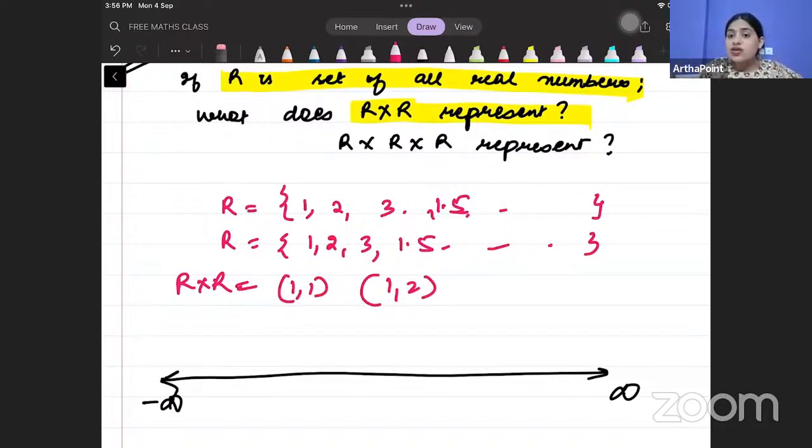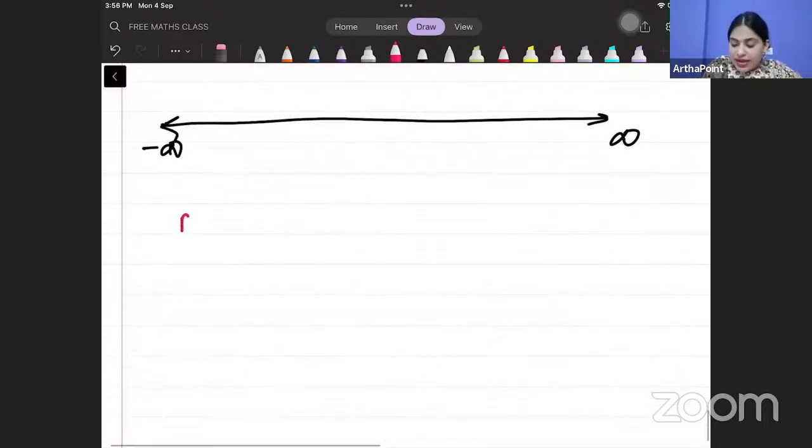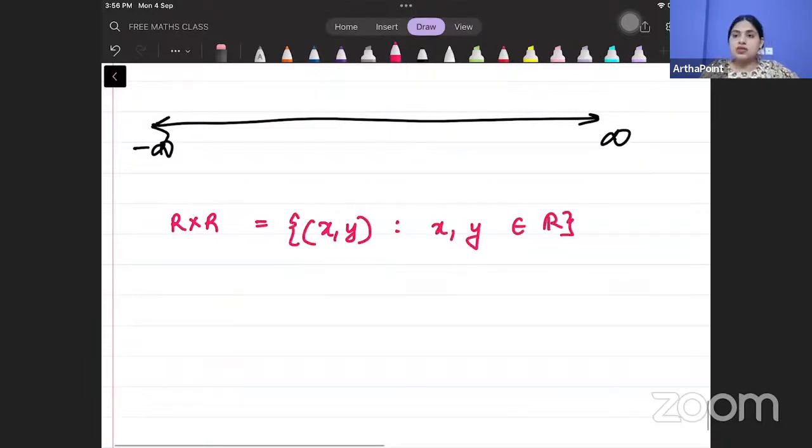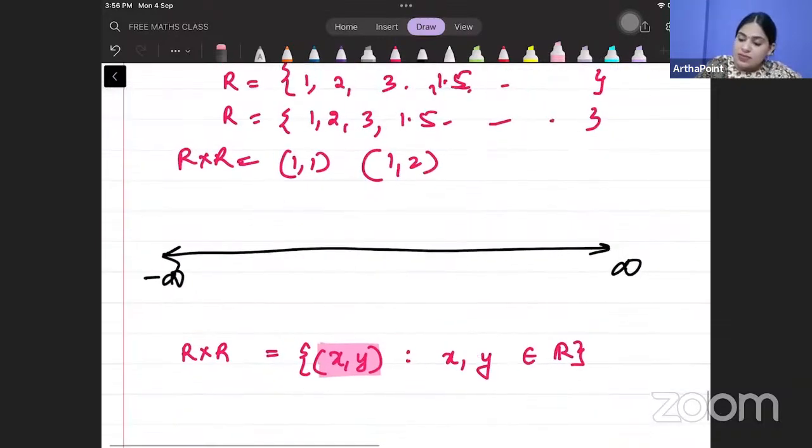Right? So R cross R, how can I write that mathematically? I can write R cross R will be (X, Y) such that X and Y belong to real numbers. So I have two elements now. What does two elements mean?